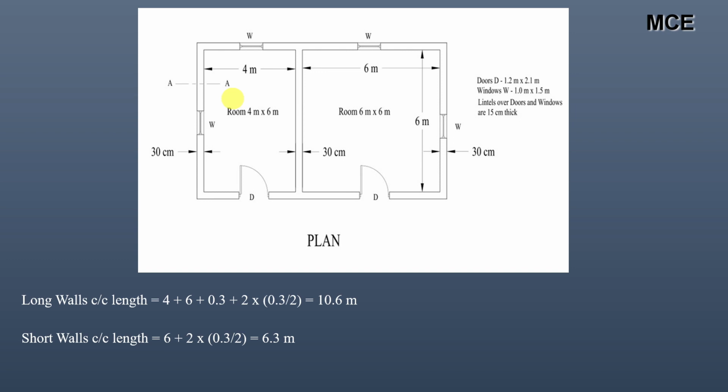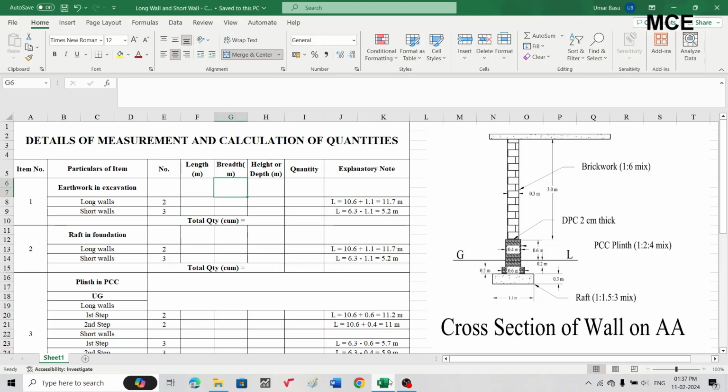We will do all the calculations in Excel. So let's move to Excel to find the required quantities. You can see in Excel I have already constructed a table. The heading of the table should be details of measurement and calculation of the quantities, and it should consist of 8 columns. The first one is the item number, second is the particulars of the item, then number, length, breadth, height, then quantity, and finally explanatory note or remarks. You will make a table like this in Excel, and after that you will find the required quantities.